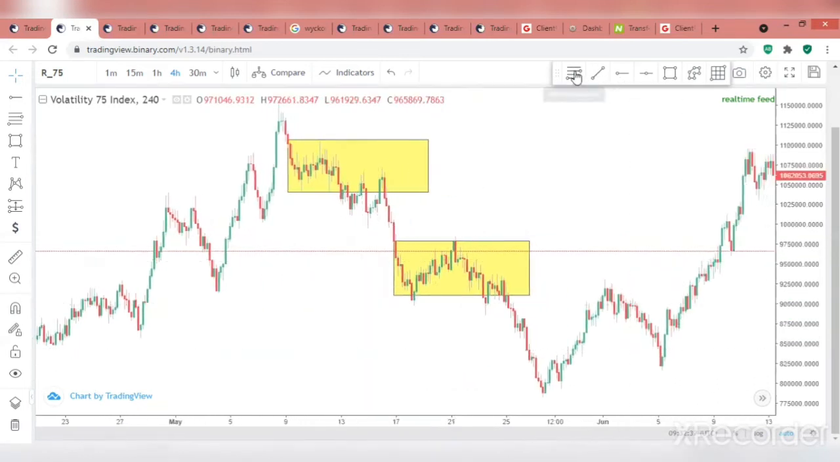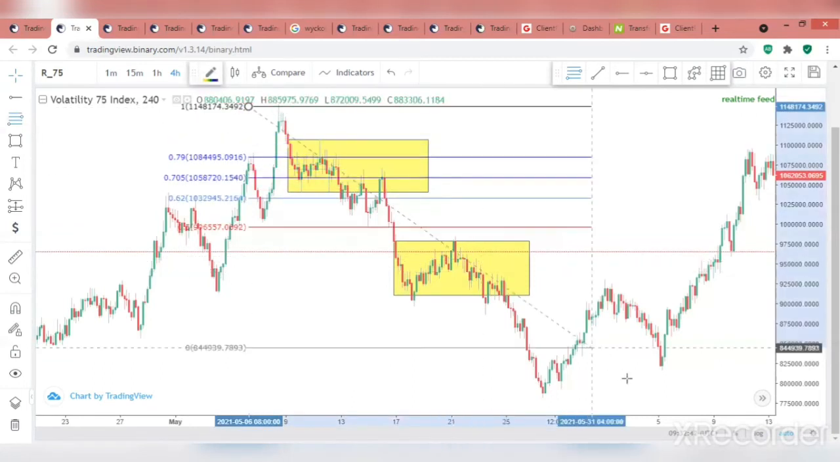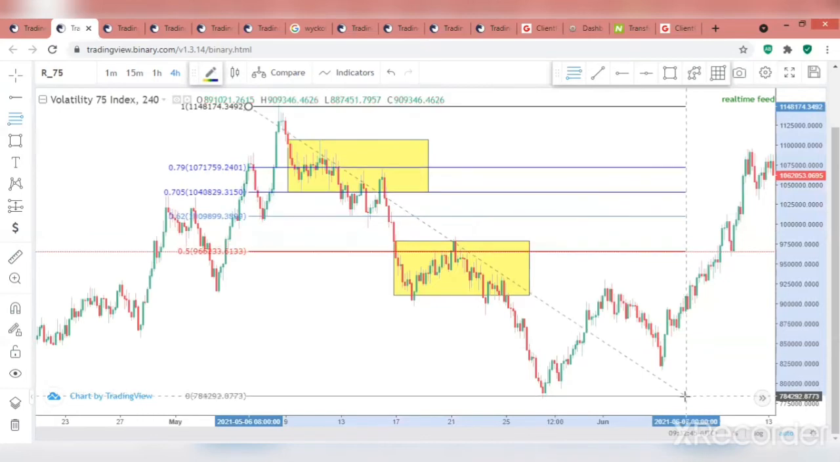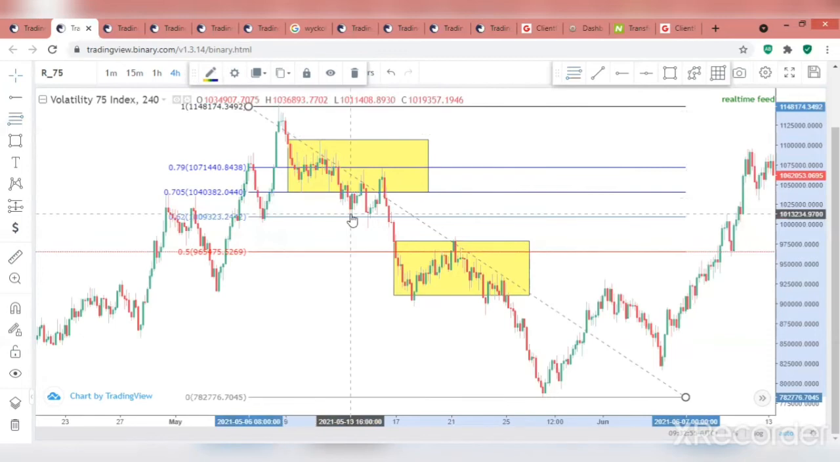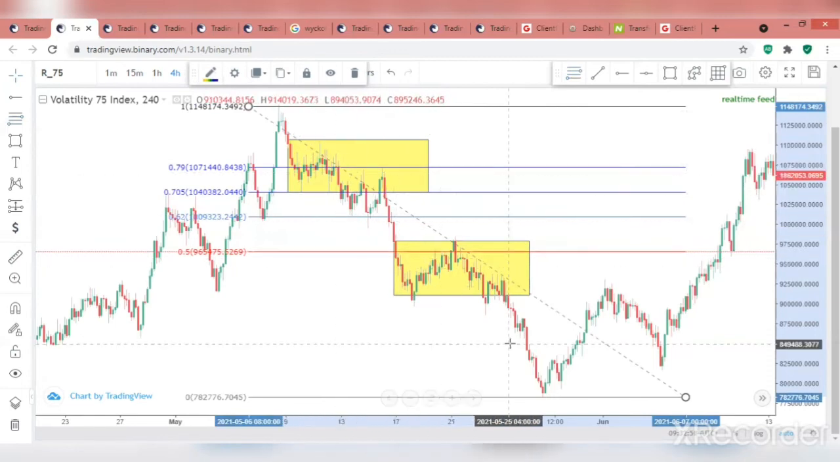So all you do is bring out your Fibonacci tool, where the move started, then where the reversal started forming from, where the reversal started occurring. And look at what happened. I have a very good sell from a supply zone. And what did you see happening?